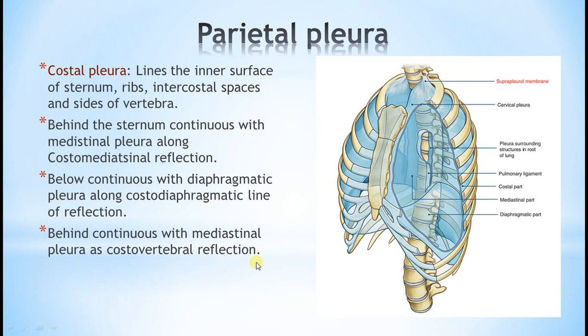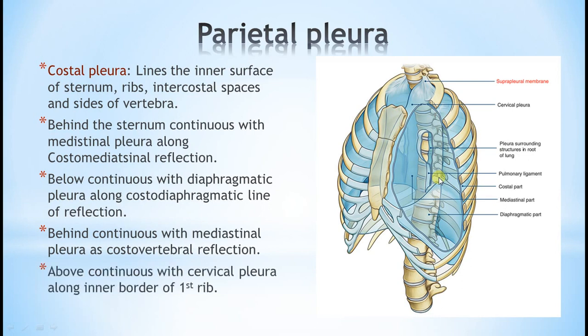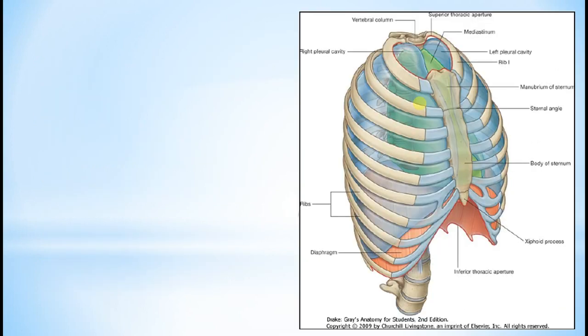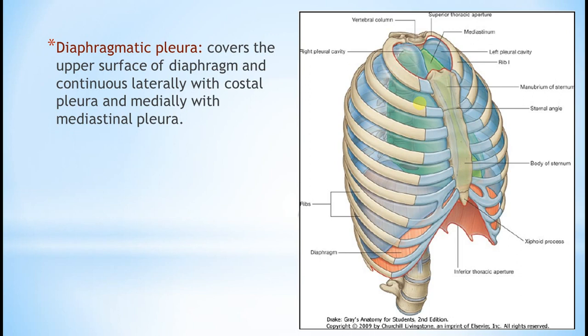Okay. So behind it is continuous with the mediastinal pleura, the costovertebral line of pleural reflection, which I have just explained a short while ago. Then if you again trace this costal pleura above, it is continuous with the cervical pleura. You are able to see the cervical pleura extending beyond the first rib into the neck. Okay. So we have seen how the costal pleura reflects as the diaphragmatic pleura, cervical pleura, and mediastinal pleura.